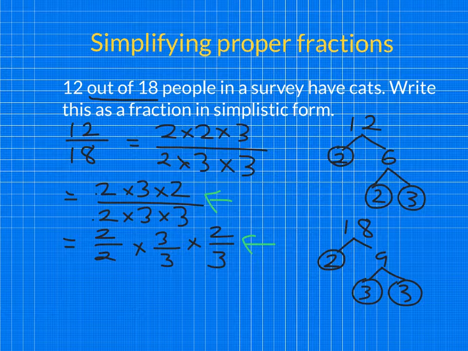Now what we notice here is that 2 divided by 2 is 1. So now we can simplify those parts. 2 divided by 2 is 1, and 3 divided by 3 is 1, and 2 divided by 3 isn't 1. So that's really all we're looking for. That means we've now got 1 times 1, which makes 1, times 2 over 3, and the answer is 2 over 3.